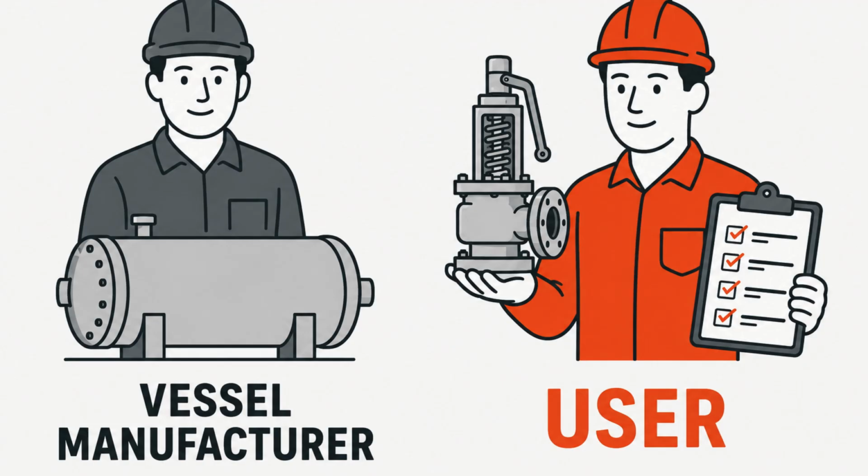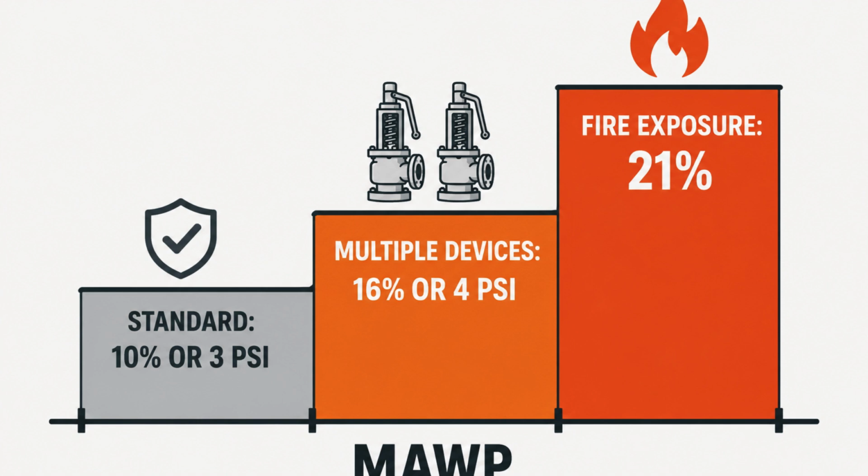Here's something that surprises a lot of engineers. UG-151 makes this explicitly the user's responsibility, not the vessel manufacturer's. Determining the required relief rate, sizing the device, selecting it, designing the relief system, confirming it's properly installed before startup, all of that sits with the user or their designated agent. The vessel manufacturer builds a vessel that's compatible with protection. They don't automatically supply or size the protection itself.